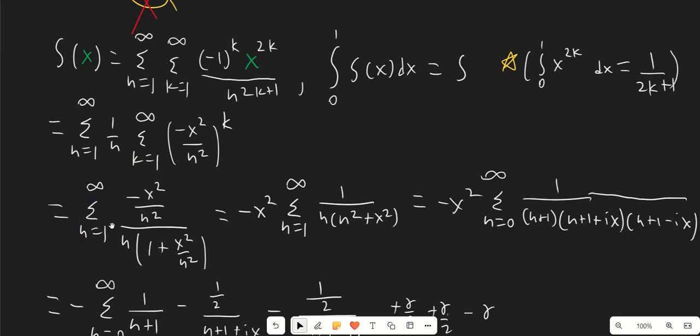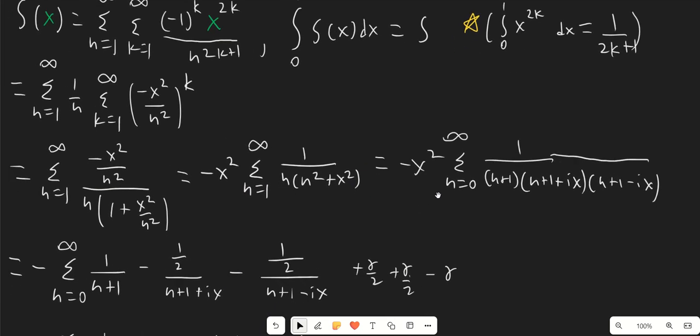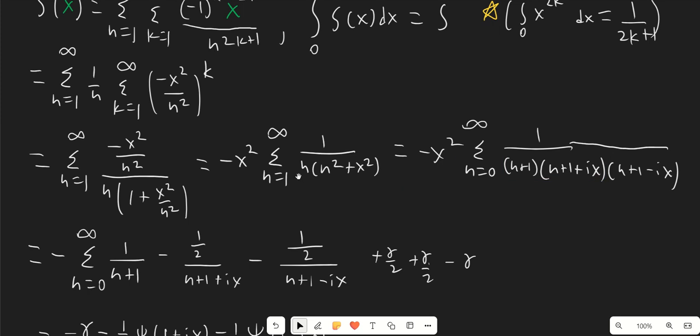So we get the sum from n equals 1 to infinity of negative x squared over n times 1 plus x squared over n squared. Reorganizing everything, we get negative x squared times the sum from n equals 1 to infinity of 1 over n squared plus x squared. And then after doing partial fractions, well, first of all, the first thing I did was shift the index over by 1, so that we're starting at n equals 0. So we get 1 over n plus 1 plus ix, and n plus 1 minus ix.